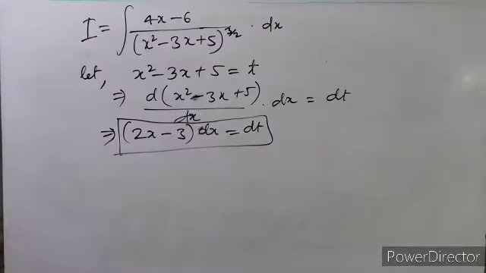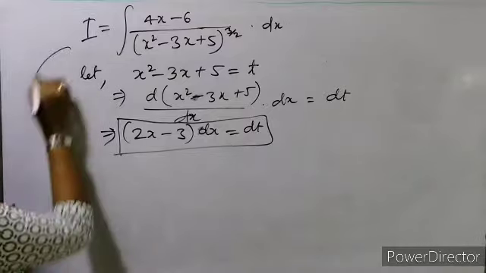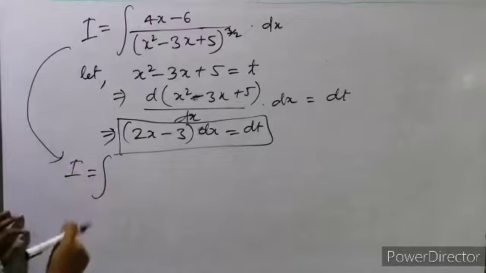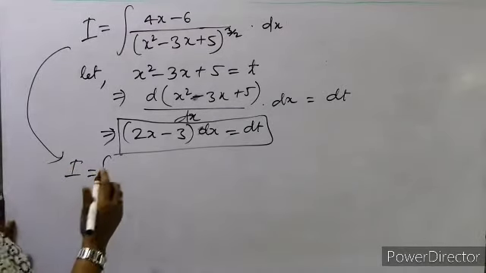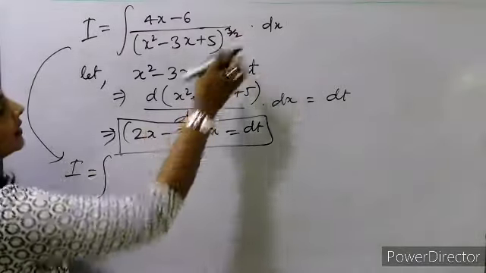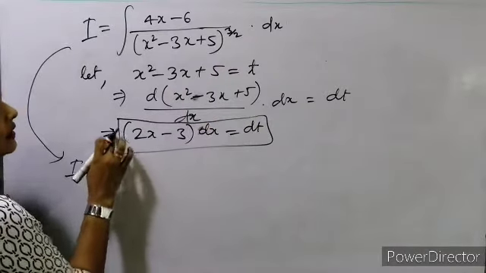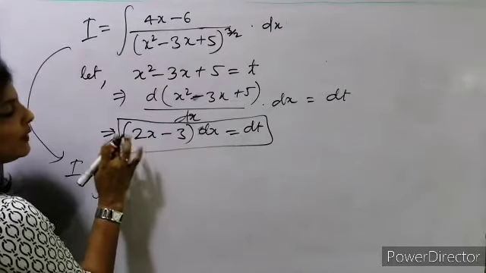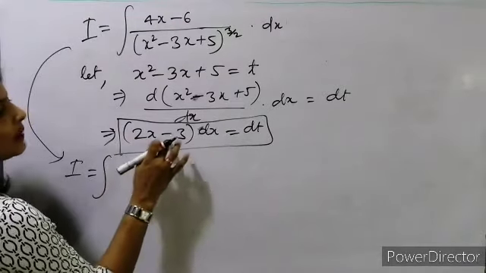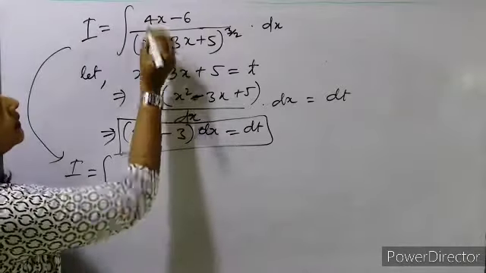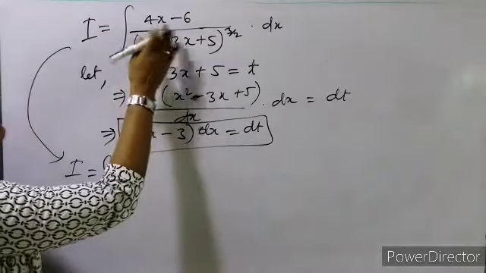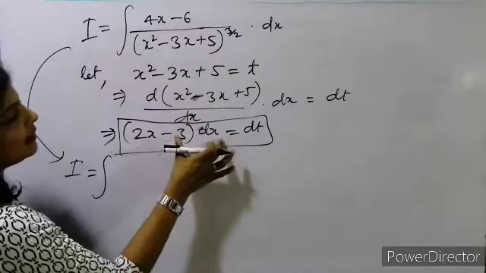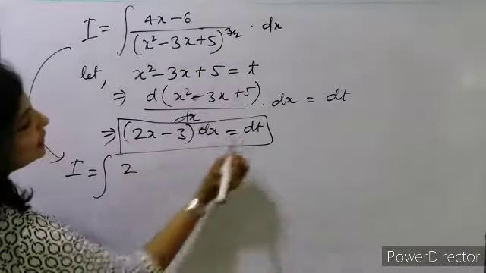Now by using this we have to do this sum. So I will be equal to the integral of 4x plus 6 dx. When we multiply this part by 2, we get 4x minus 6 dx. Here we can take 2 common, and we get 2 into 2x minus 3 dx. So the value we are getting is 2 and dt.